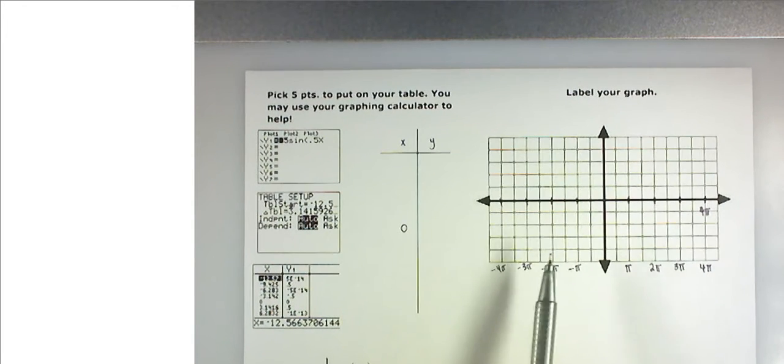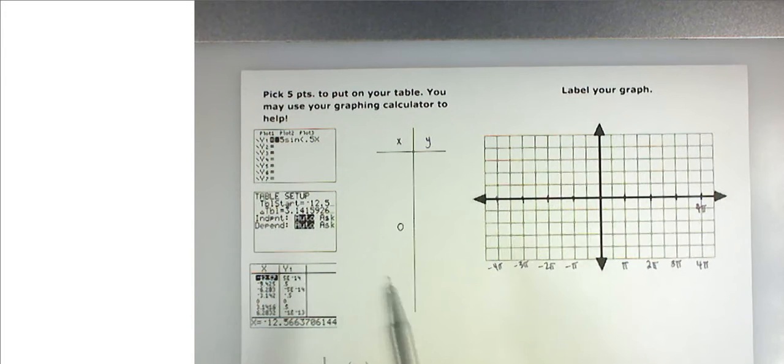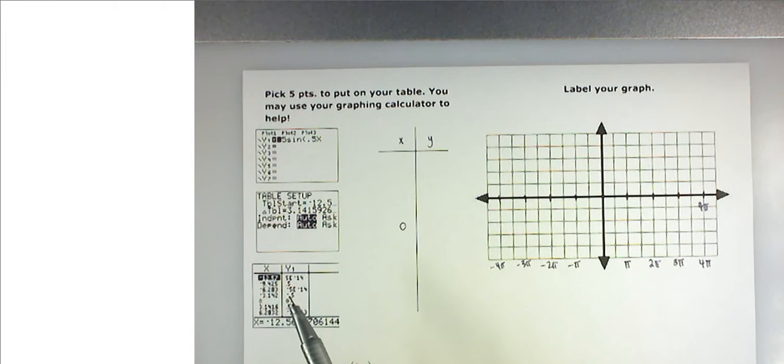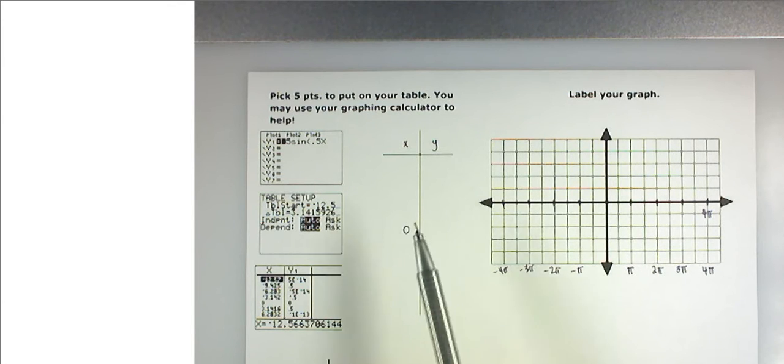And there are 2 different ways that you can graph it. I'm going to show you how to graph it by hand using a pattern. And then I'm also going to show you how to use your graphing calculator to help you. So we're going to start with 0. I put that in the middle because we are going to have some negative points.